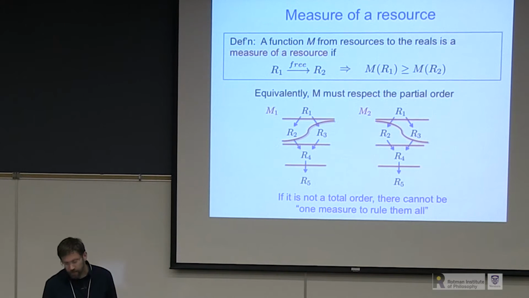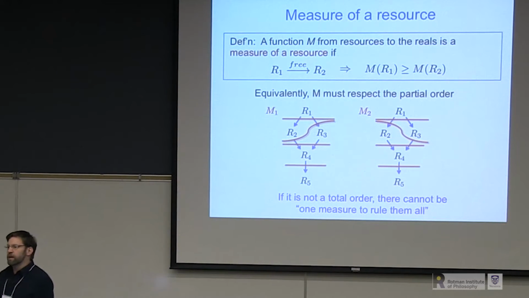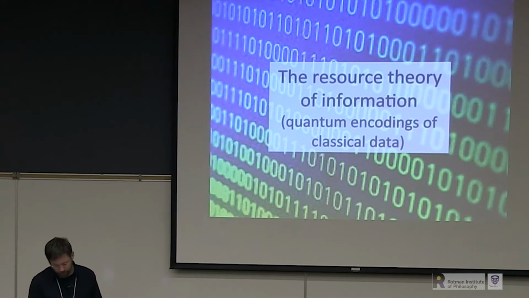Okay, so that's it for the general stuff on resource theories. I'm going to have a very short section on a resource theory of information. I'm not going to say a lot about it, but it's going to inform what comes later. So what do I mean by information here? I'm going to be talking about quantum information. I'm going to be talking in particular about quantum encodings of classical data.